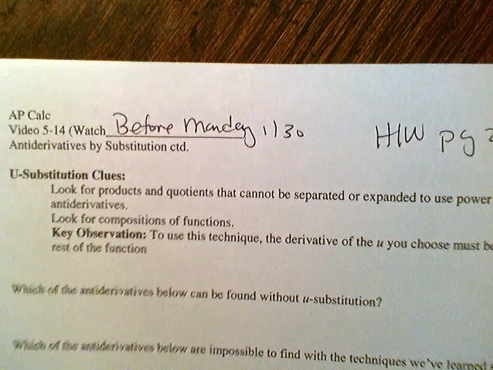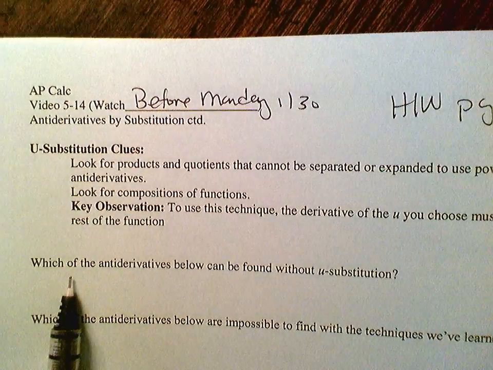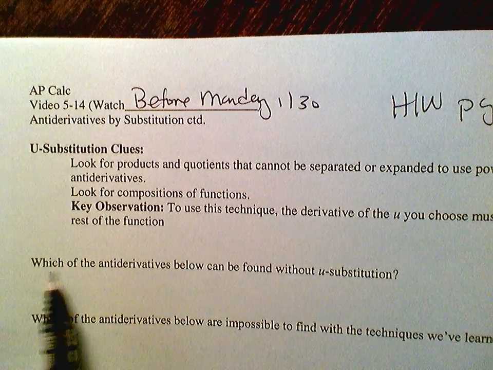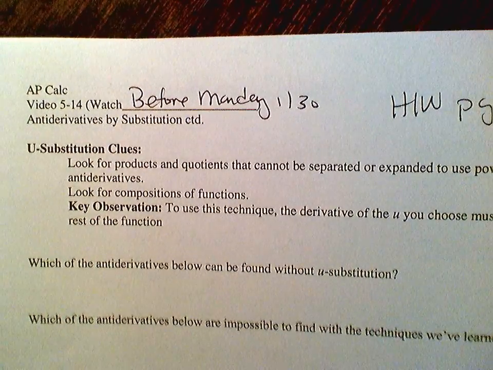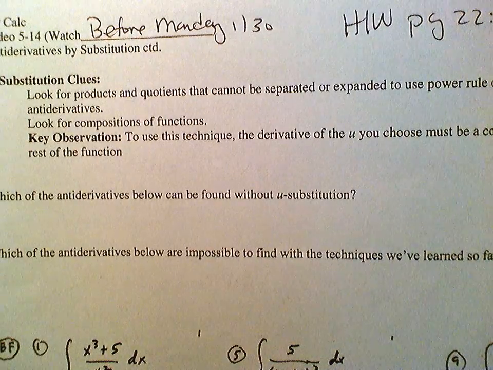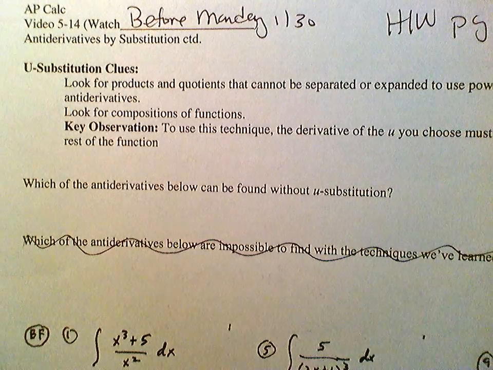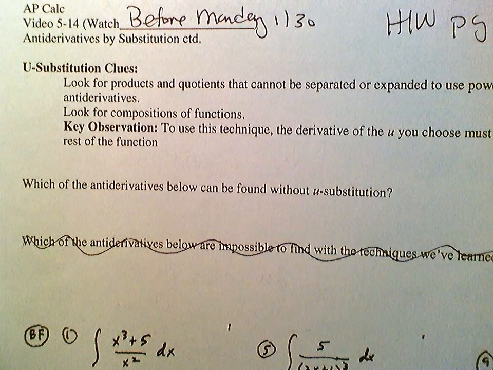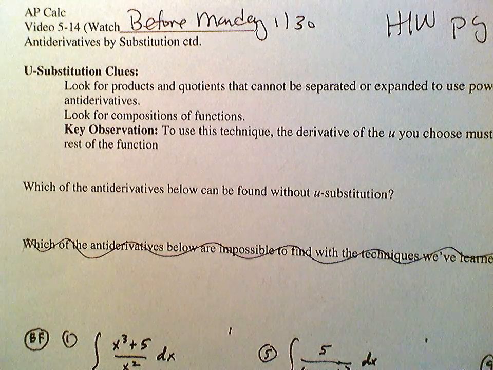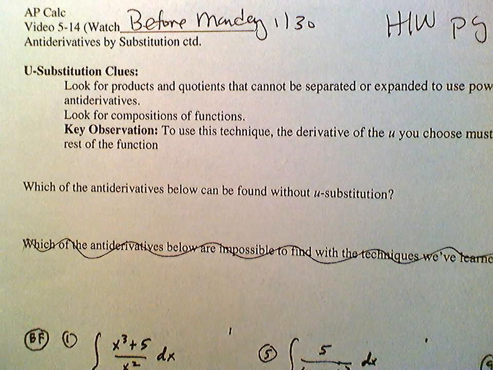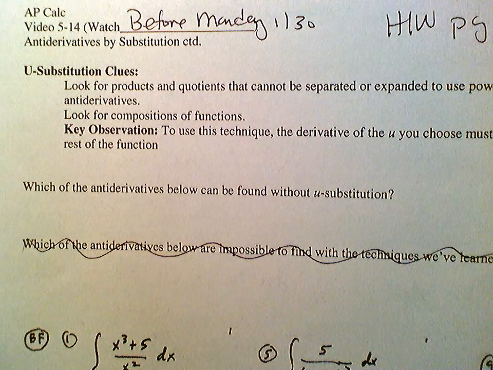Down here, we're not even going to find any of these antiderivatives. We're just going to answer this question: which of the antiderivatives below can be found without U substitution? We're going to ignore this one, so let's just cross that one off completely. Which of the antiderivatives can be found without U substitution? You're looking for ones that you can use power rule for, or definitions, for example, known antiderivatives.